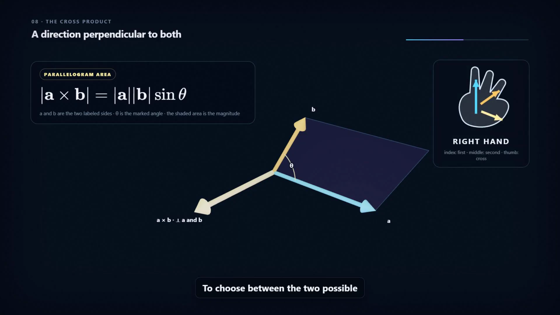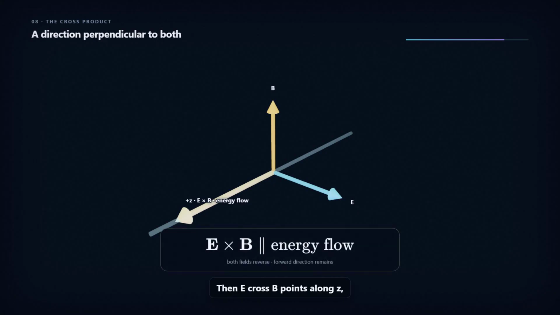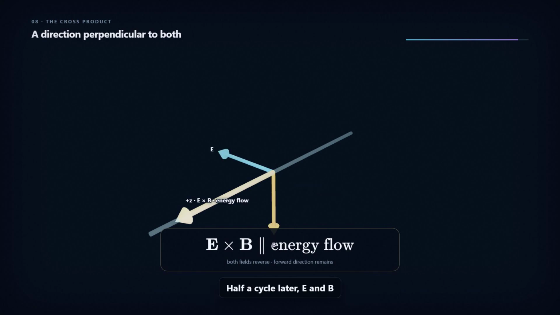To choose between the 2 possible perpendicular directions, use your right hand. Index finger along the first vector, middle finger toward the second, and thumb points along A cross B. Swap the order, and the direction flips. Freeze an ideal light wave. Put E along X and B along Y. Then E cross B points along Z, the direction the light energy travels. Half a cycle later, E and B both reverse, but their cross product still points forward.